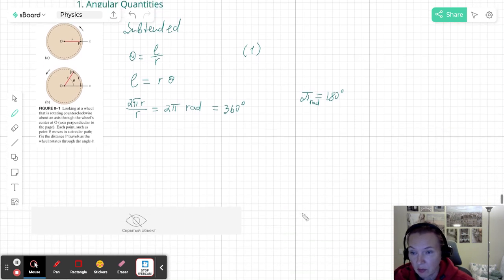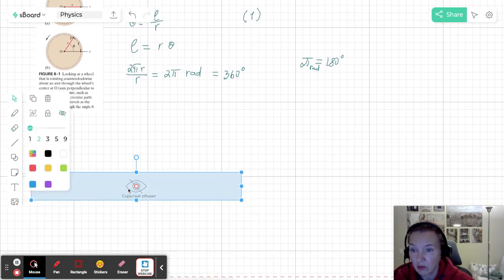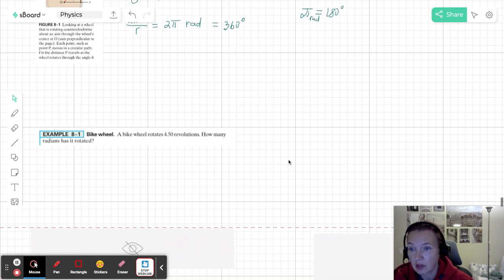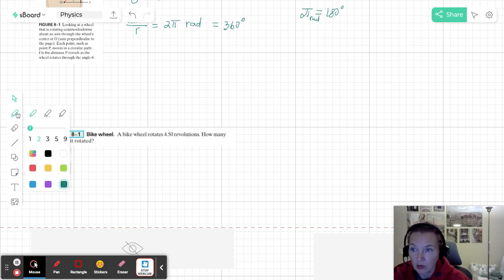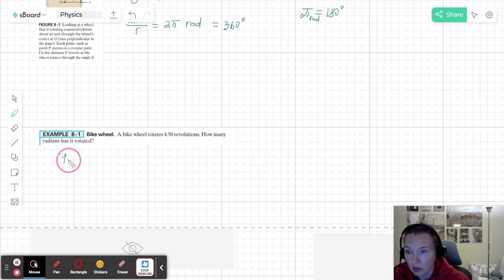For our first example, we are going to look at the conversion. Our first example is about a bike wheel. A bike wheel rotates 4.5 revolutions. How many radians has it rotated? Again, 1 revolution is equal to 360 degrees, which is 2 pi radians. The wheel rotated 4.5 revolutions, so we have to multiply 4.5 revolutions by 2 pi.